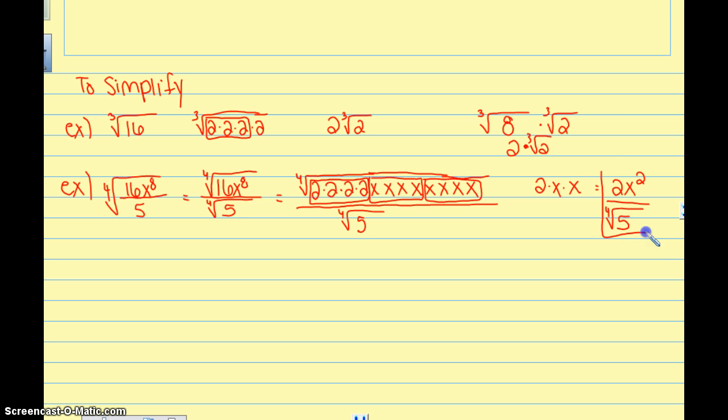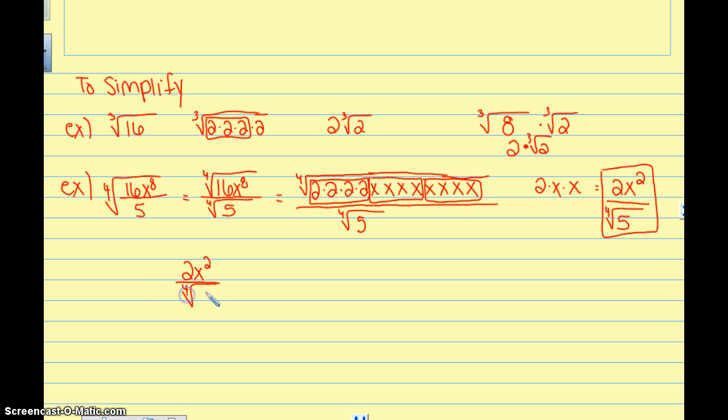Now that we're here, one of the rules of radicals is that you can never keep a radical in the denominator. So we need to get rid of it. In order to get rid of it, it's called rationalizing the denominator.